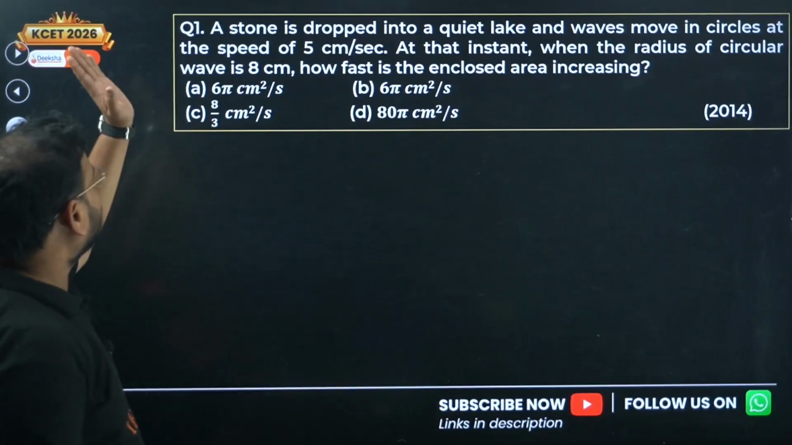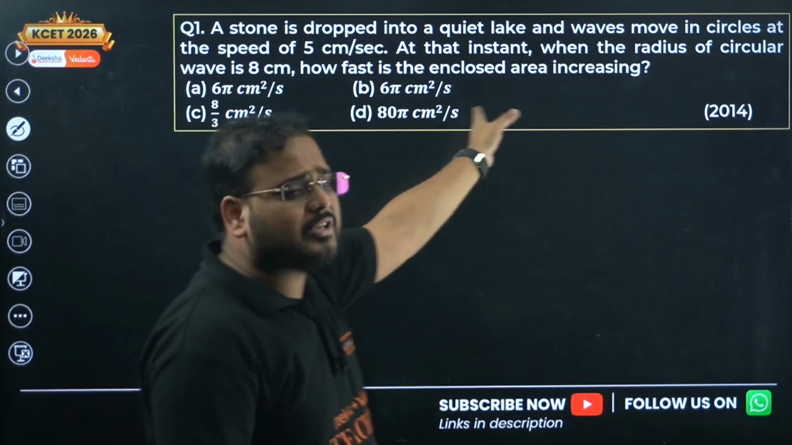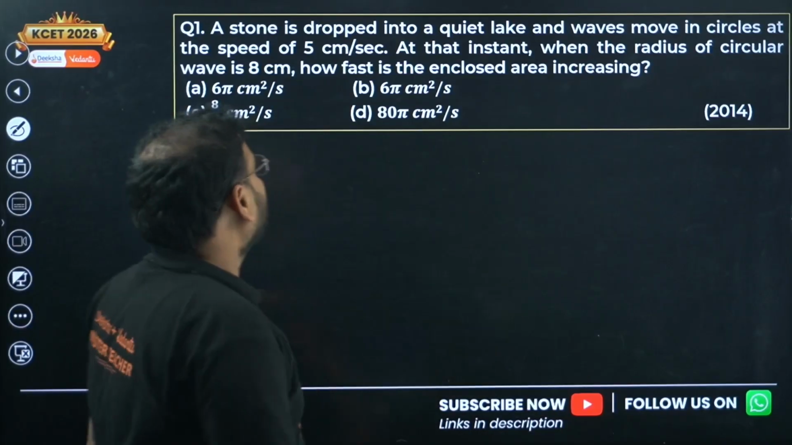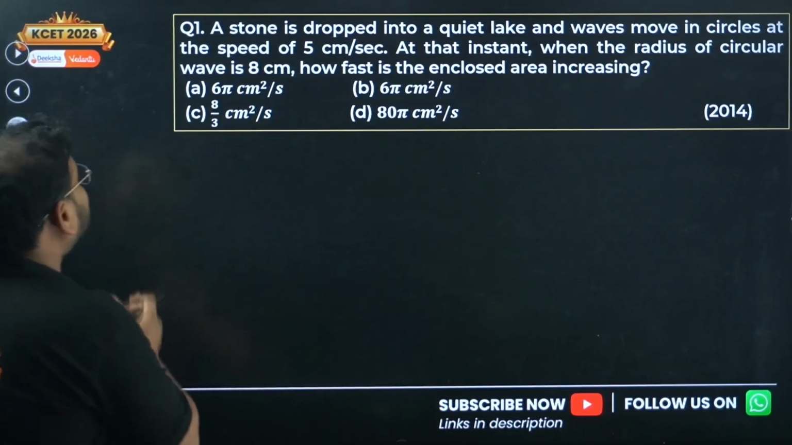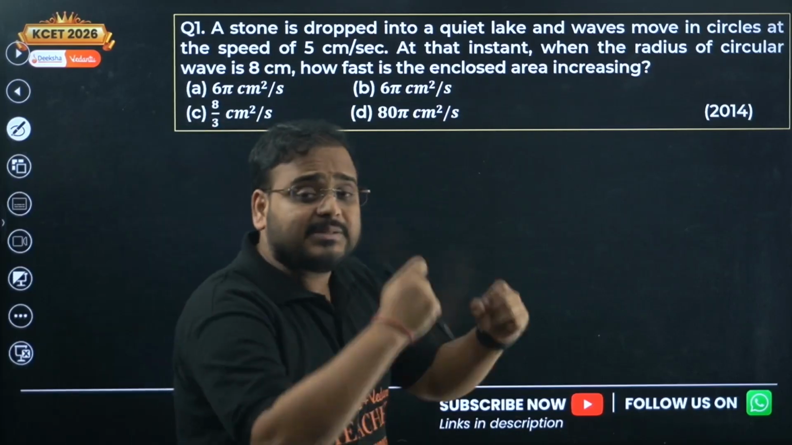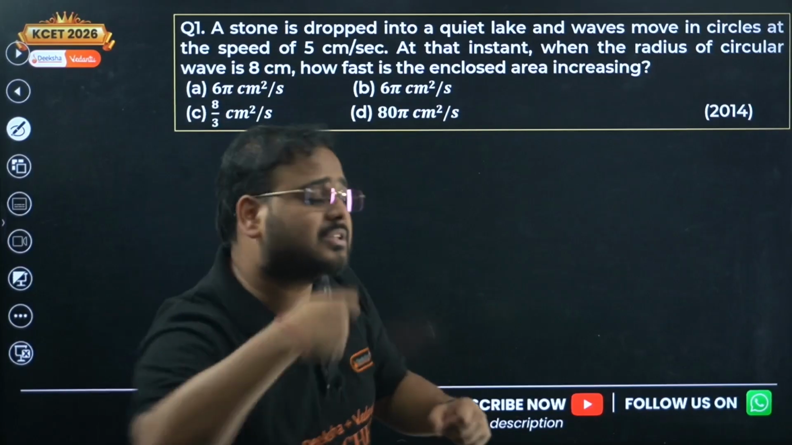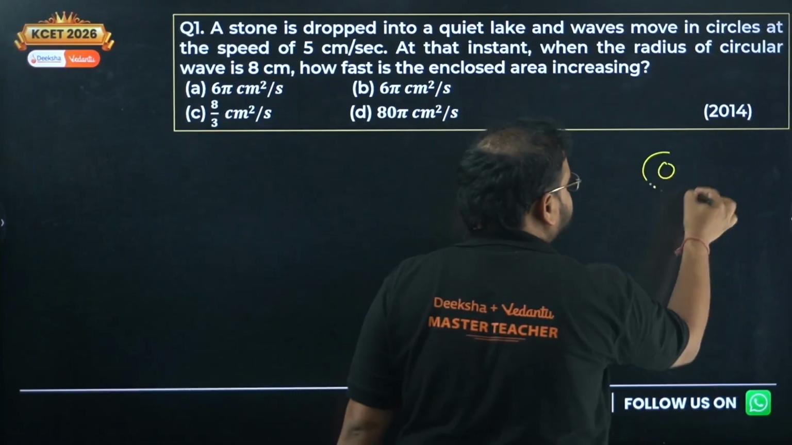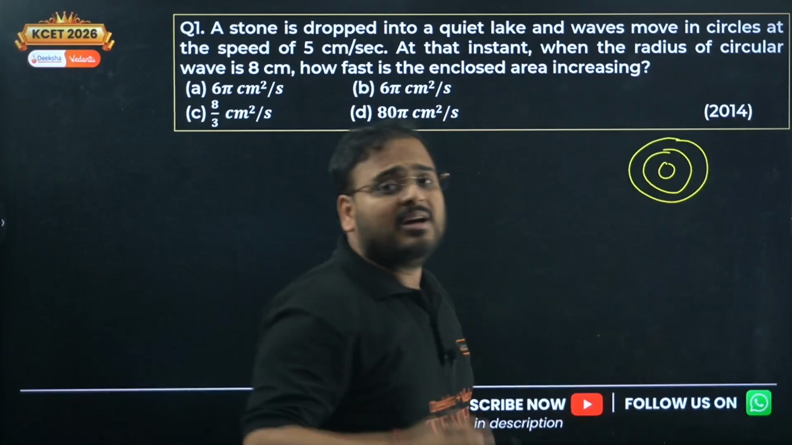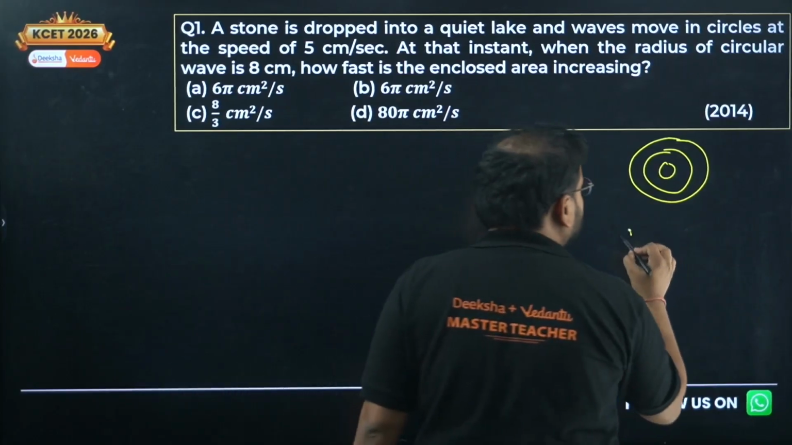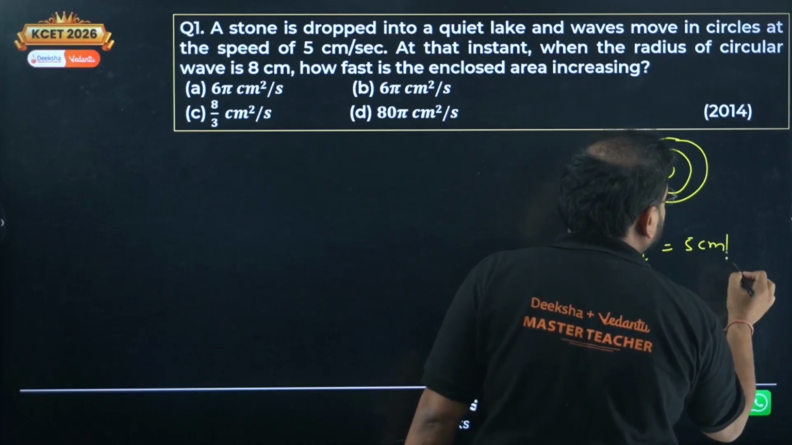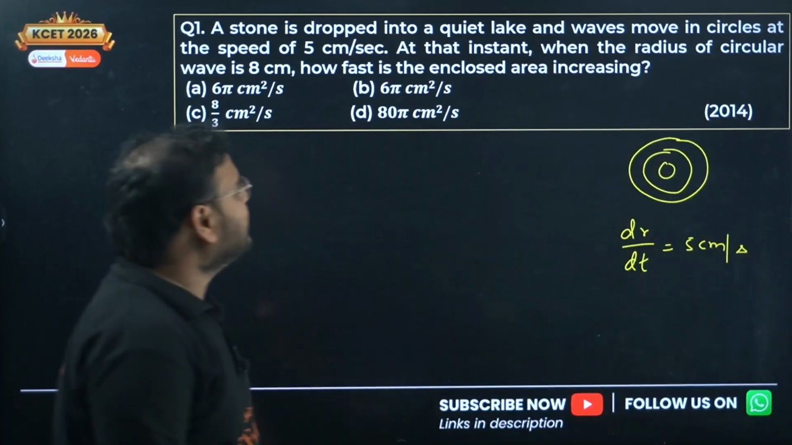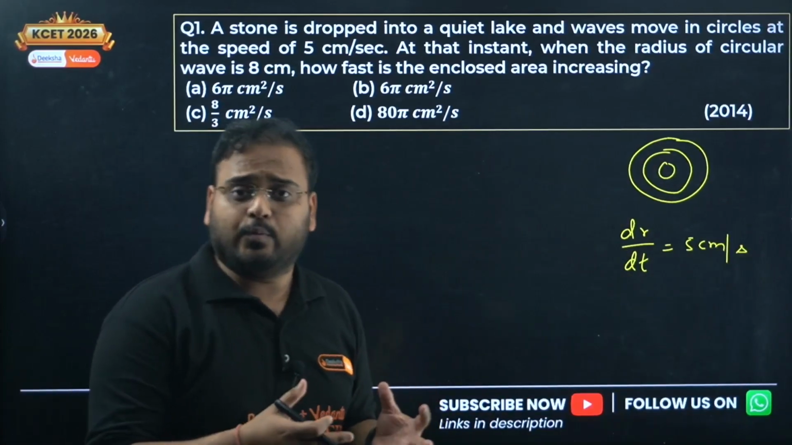Okay, AOD. A stone is dropped into a quiet lake. You can see the year mentioned on the right side. Waves move in a circle at the speed of 5 cm per second. So what is changing? The radius is changing. So we have the value of dr by dt as 5 cm per second. It's very important to identify the given value.